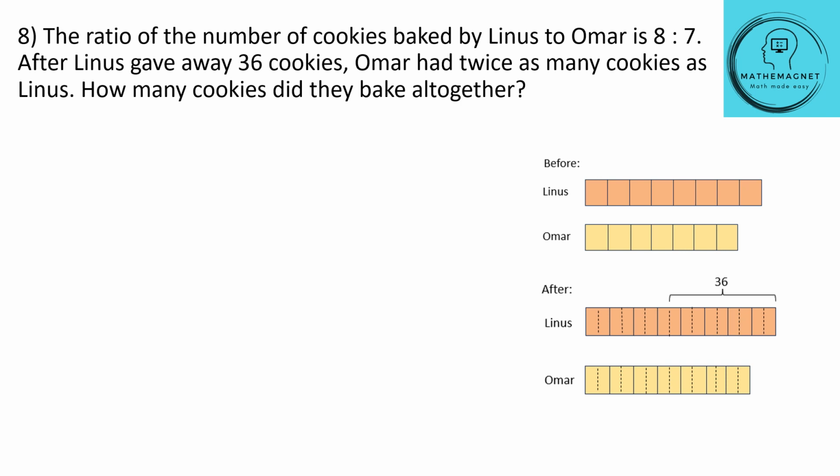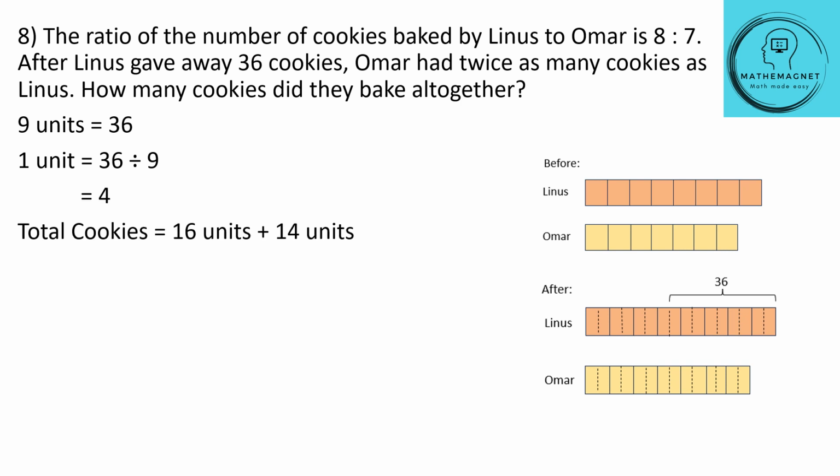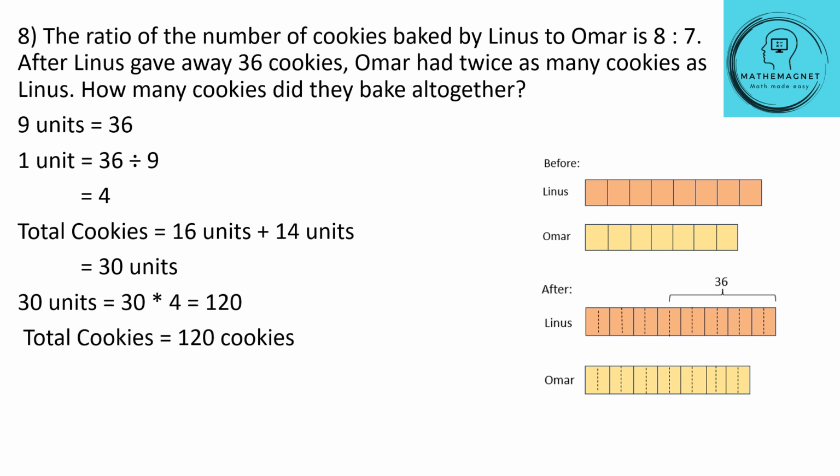So the remaining 9 parts is equal to 36 cookies, the number of cookies that he gave away. So now we know 9 units is 36, 1 unit will be 36 divided by 9, which is equal to 4. Total cookies will be 16 plus 14 units, which is equal to 30 units. So 30 units will be 30 into 4, which is equal to 120. So they both, Linus and Omar, baked 120 cookies altogether.